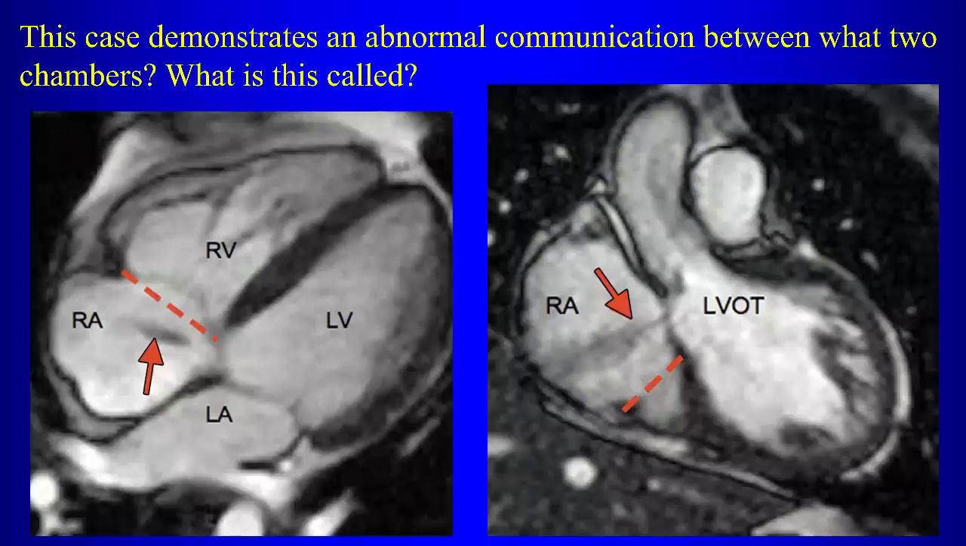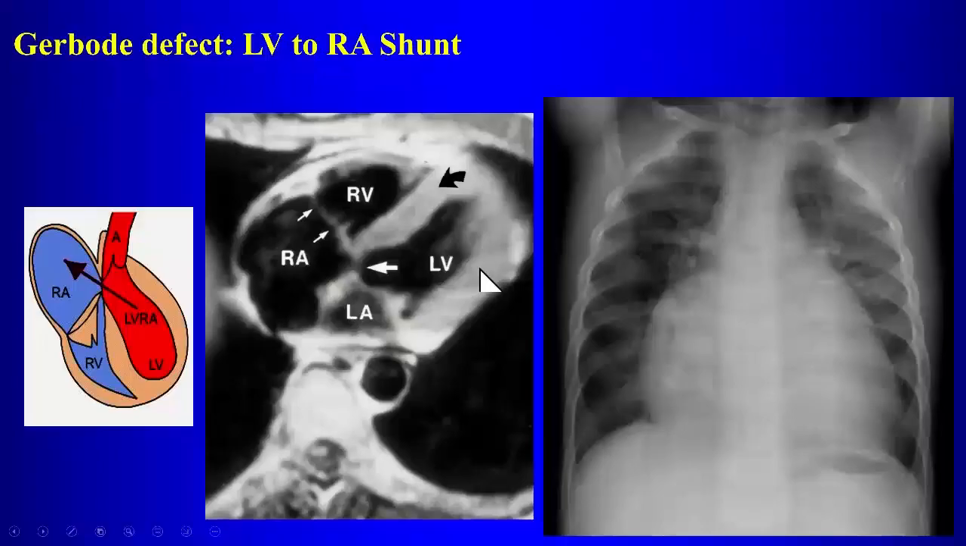This case demonstrates communication between what two chambers? Left ventricle, right atrium? Yeah. So right through here, right? Left ventricle, right atrium. So an isolated anomaly in this region does have a name. What is it called? Remember, atrioventricular septal defect won't be used for endocardial cushion defect, but the term for this is called a Gerbode defect, all right?